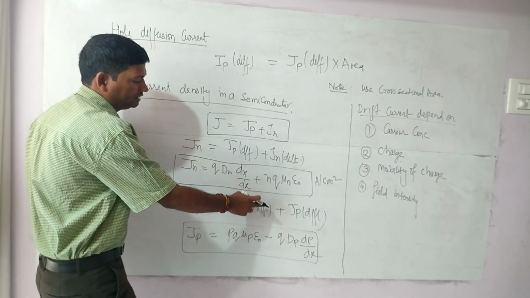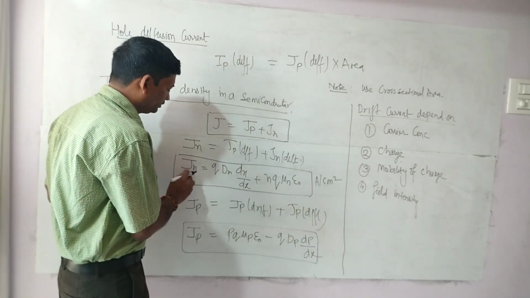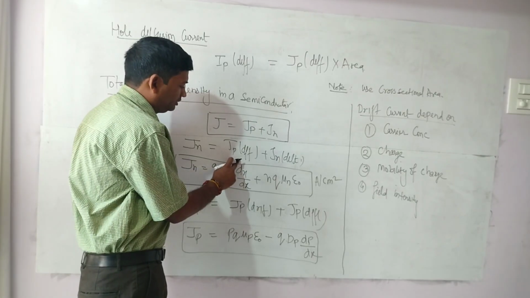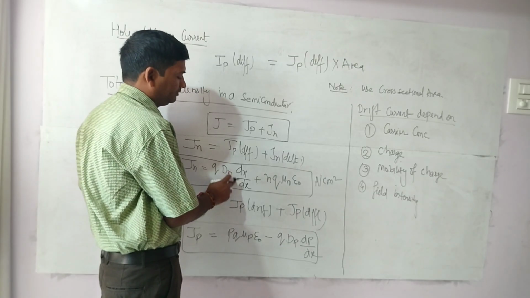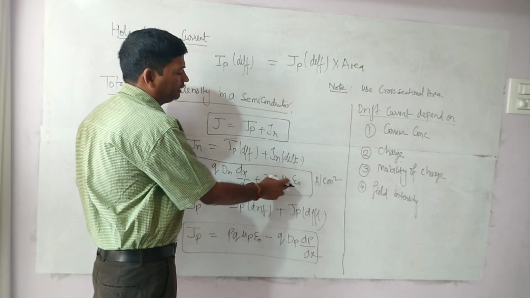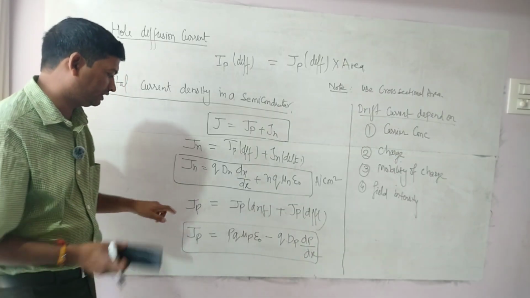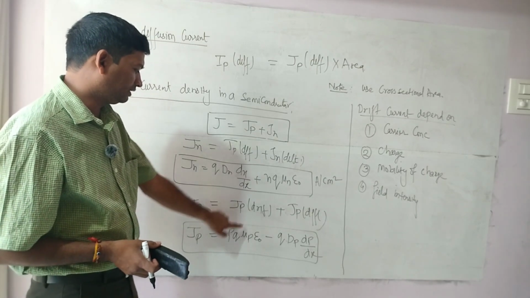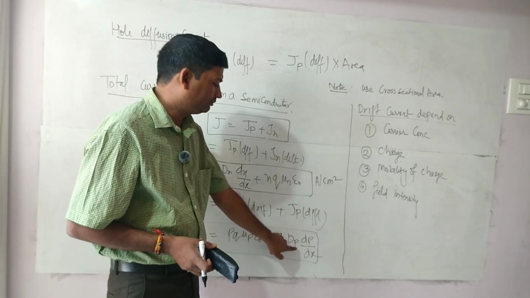So Jp is equal to Jp drift plus Jp diffusion. Suppose we want to calculate the current density for the electron. For the electron we replace with the diffusion current density, q Dn dn/dx, plus the drift, q n mu n times the electric field E. Similarly we can calculate Jp, the current density for holes: Jp drift plus Jp diffusion is equal to Jp. The drift is represented as p q mu p into E, and the diffusion as minus q Dp dp/dx.